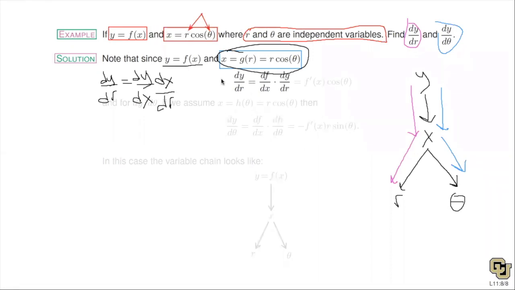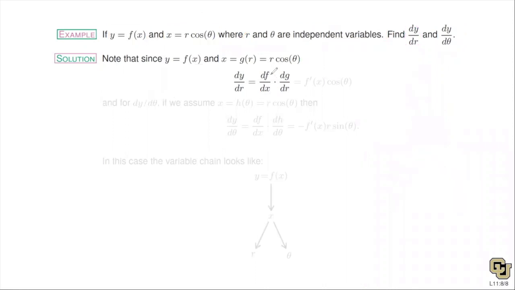I've written dy dr equals df dx. So why do I say df dx? Well, f and y are the same. So remember here, dy dx would be the same as df dx. I'm just changing the notation a little bit here because I want you to practice seeing the strange notation. So this df dx is the same as dy dx times dx dr.